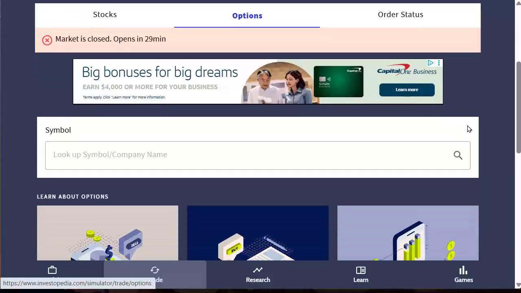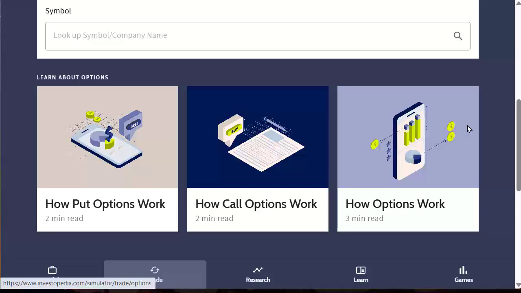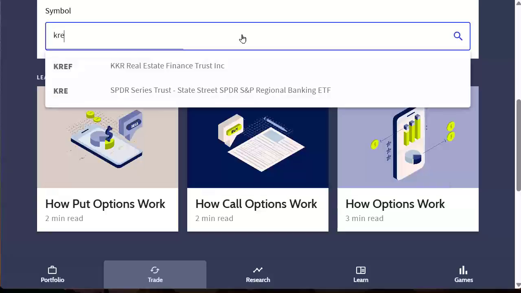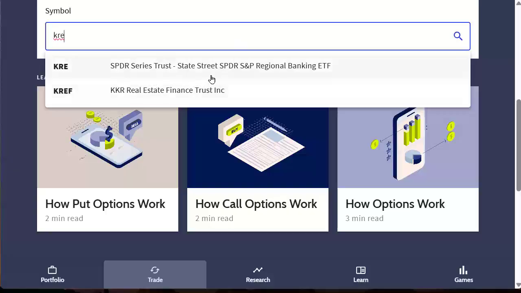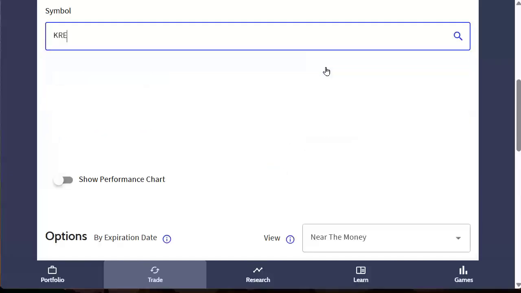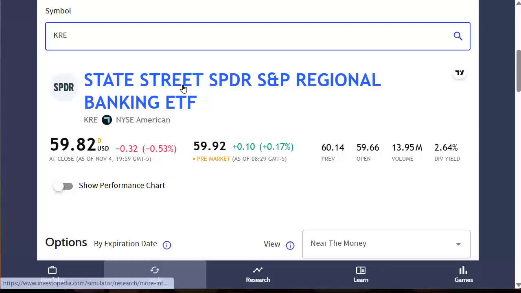So the one we're going to look up, again, because it is early November in 2025, we're going to look up the regional banks. So this is an index fund, KRE. It's called SPDR Series Trust State Street SPDR S&P Regional Bank ETF. We're going to select that one. It shows that yesterday it closed at $59.82, which was down 32 cents or 0.5%. Today it looks like it's going to open at $59.92, which is up 10 cents.